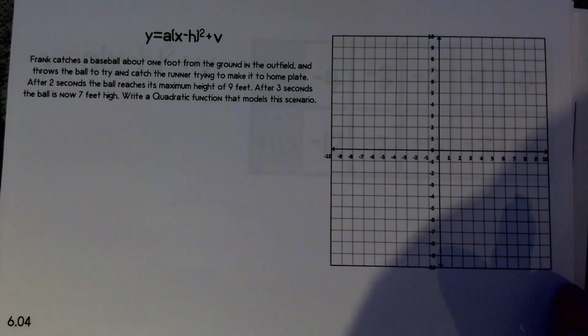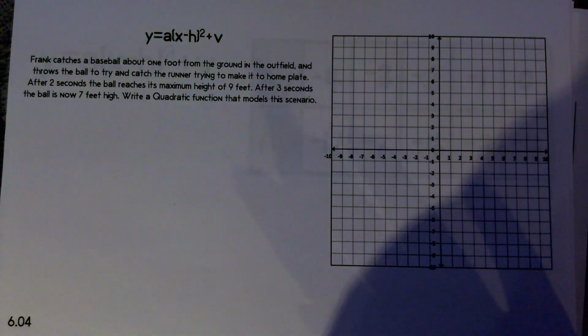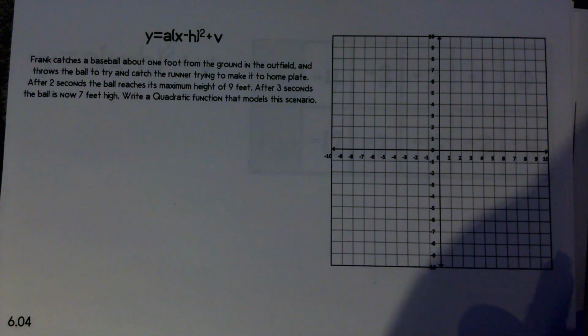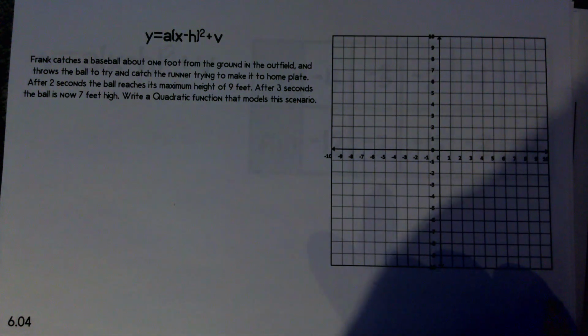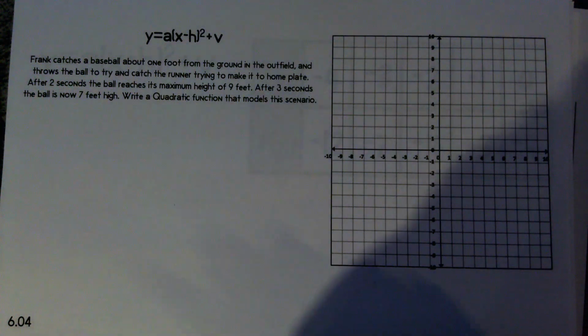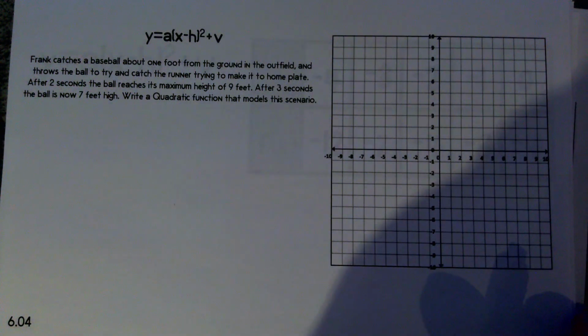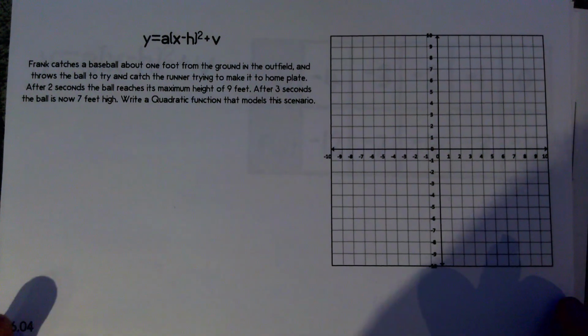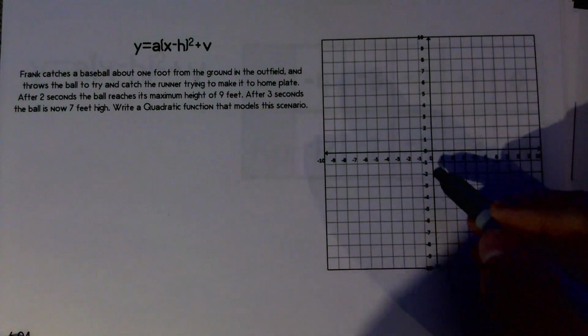Frank catches a baseball about 1 foot from the ground in the outfield. If you can imagine a baseball player in the outfield, he catches the ball, he wants to throw to home plate. After 2 seconds, the ball reaches its maximum height of 9 feet. So we can think the ball, he throws it, it's going to hit the max height, so we know this is some sort of sad face. After 3 seconds, the ball is now 7 feet high. Write a quadratic function.